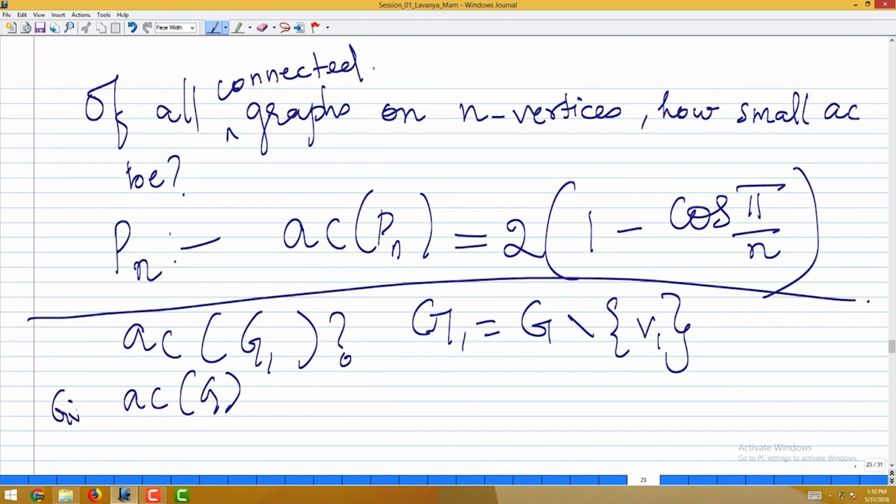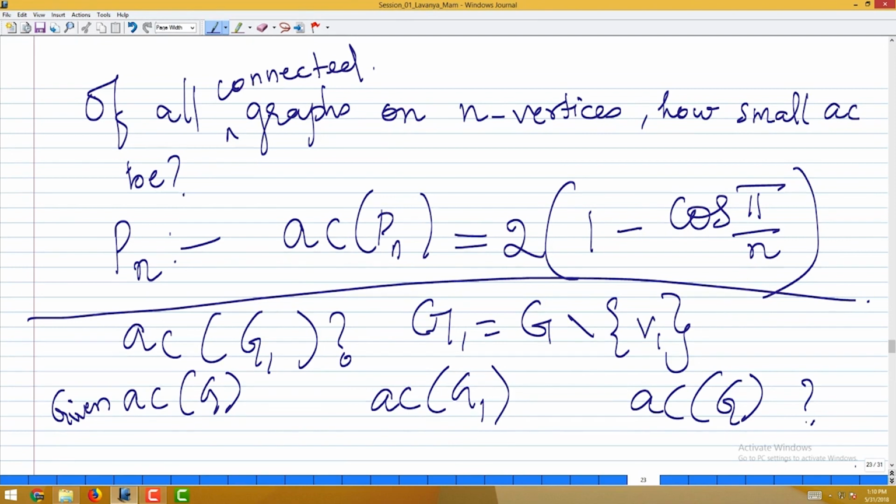Okay, this is given to us. I want to ask the question, how are AC of G1 and AC of G related? I am just asking for a general relation. Intuitively, what do you feel? Will it reduce, increase? Yes? Less than or equal to. Okay, then my next question will be, will it be equal? When will it be still not at all disturbed? Will there be a possibility that it is going to be equal?